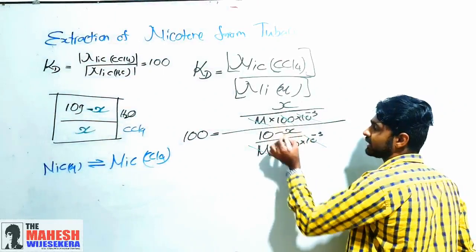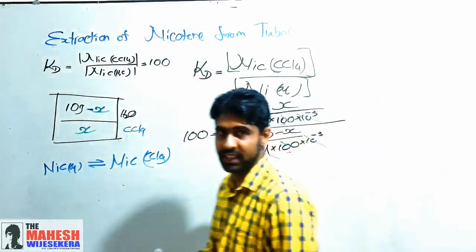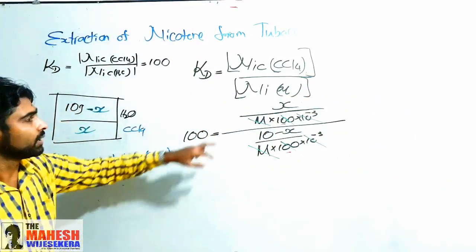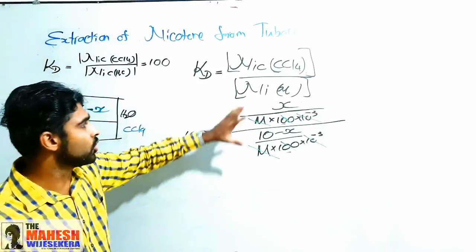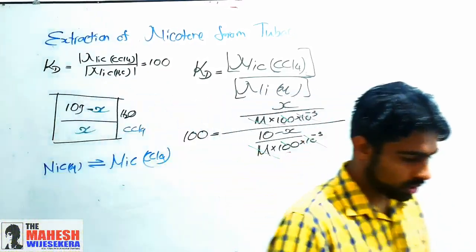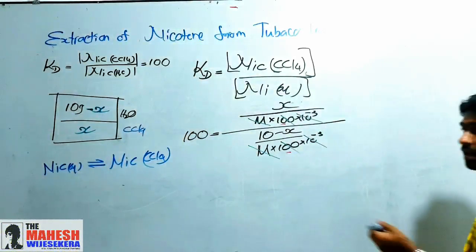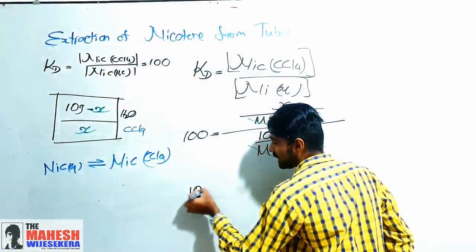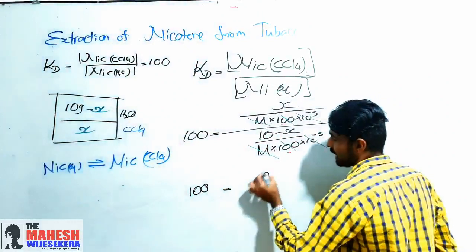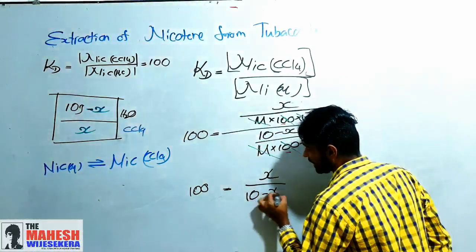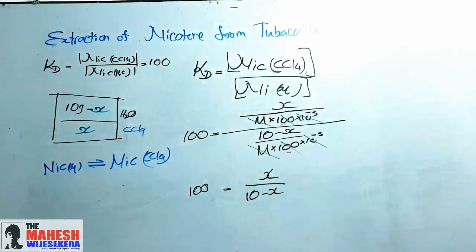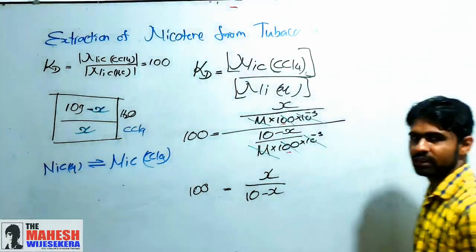Though the volume cancels out here, I am not saying that volume always cancels out. It's not always cancelling out. But the molar mass still cancels out. So you don't have to convert that into volume and number of moles. So simply it is 100 is equal to X over 10 minus X.